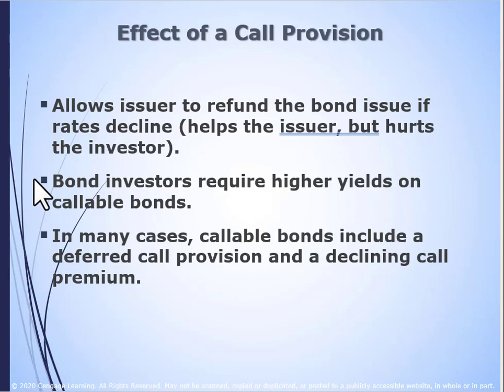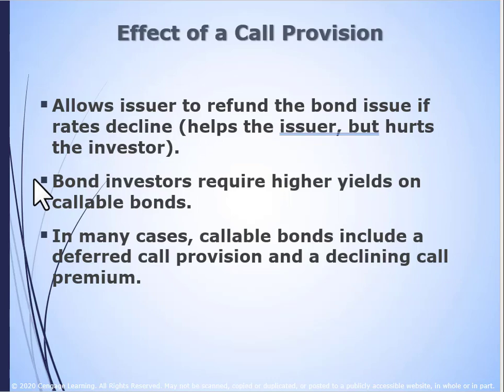We have something called a call provision. This allows the issuer to refund the bond issue. Well, what does that mean? It's a fancy way of saying the government or the corporation wants a way to refinance its debt. If interest rates fall far enough, it becomes economically feasible for the company to refinance their debt, have lower coupon payments, and reduce the overall cost of financing.